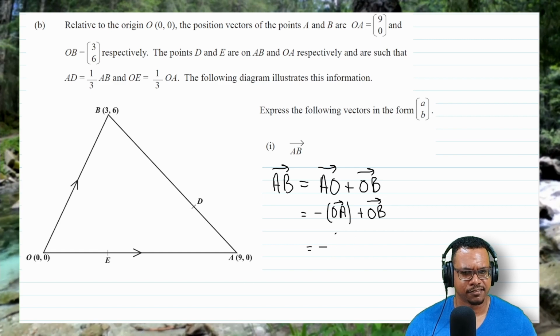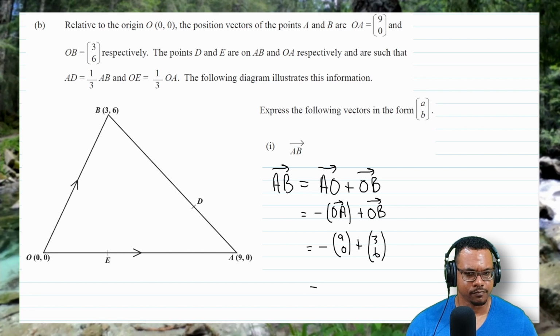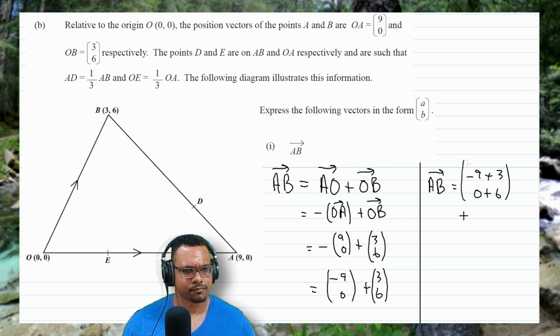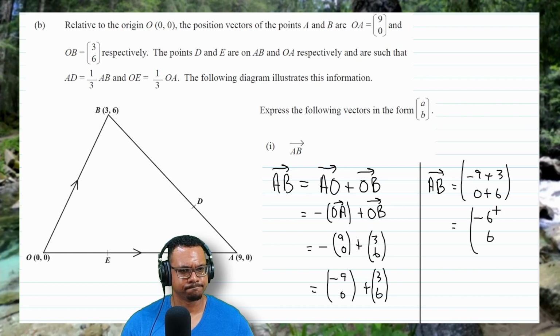So write it in. So negative times O to A, which is 9, 0, plus O to B, which is 3, 6. All right, so that's negative 9, negative by 9, and negative by 0, let's give back 0. And 3, 6. All right, so AB is equal to negative 9 plus 3 and 0 plus 6. So negative 9 plus 3 is negative 6 and 0 plus 6 is 6. So that's what AB is equal to.